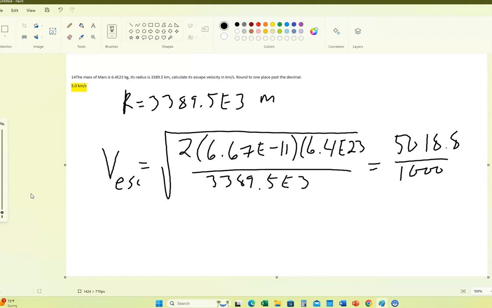So let's see, what do we want to round it to? One place past the decimal. So the answer comes out to be 5.0, and you don't round up because the next digit is a 1. So the answer would be 5.0 kilometers per second. And that's the escape velocity from the surface of Mars. All right, so remember, compare that to the escape velocity from the surface of the Earth, which is about 11.5 kilometers per second. Let's try the next one.